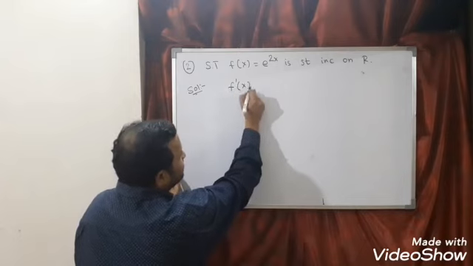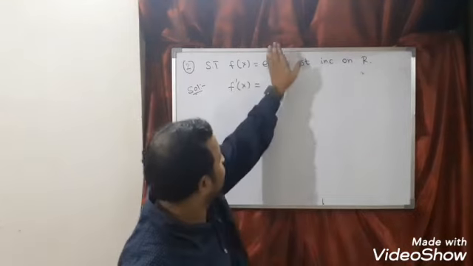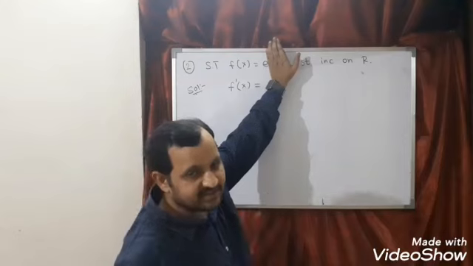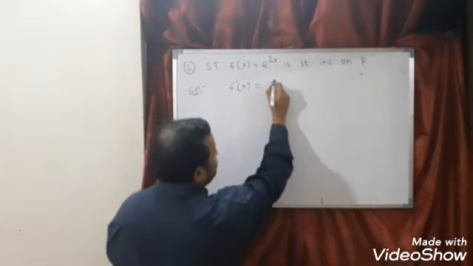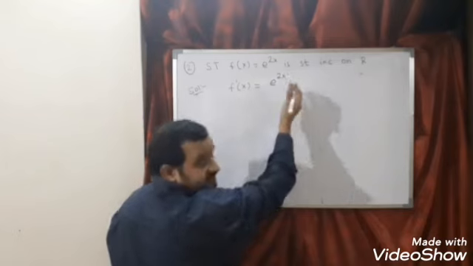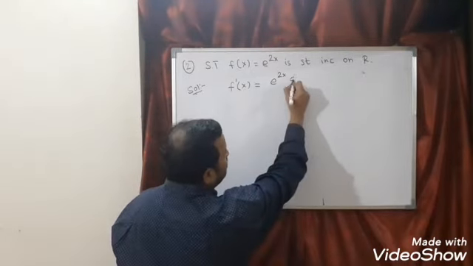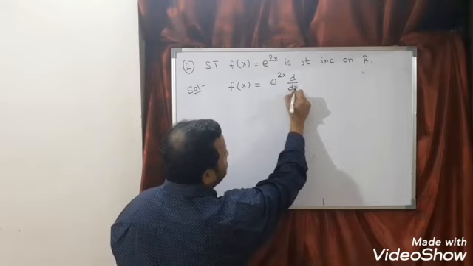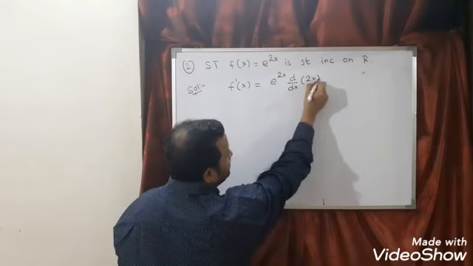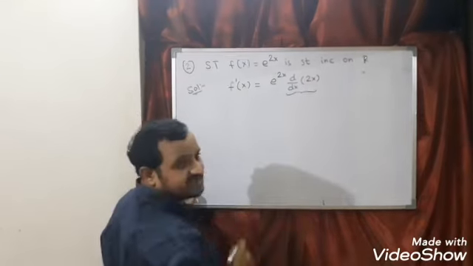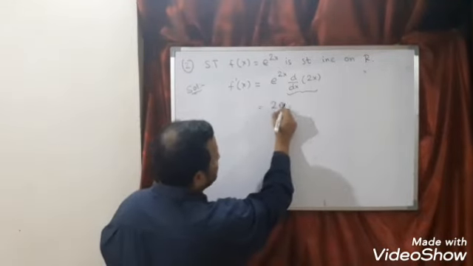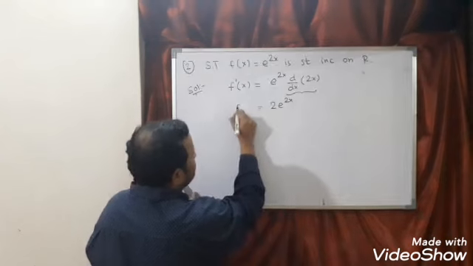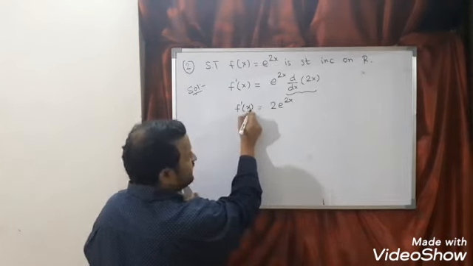So f dash x is equal to, assume this to be x. What is the differentiation of e power x? It is e power x. So it is e power x, then chain rule of differentiation into d by dx of x. X is nothing but 2x. What is the differentiation of 2x? 2. So what you will get? 2 e power 2x. So this is f dash x.